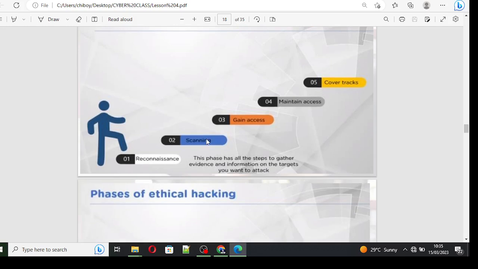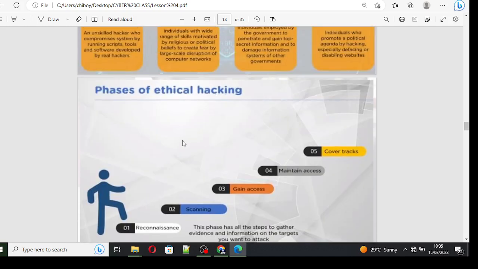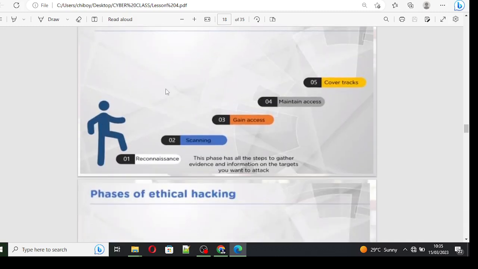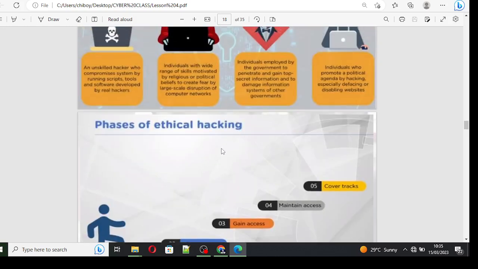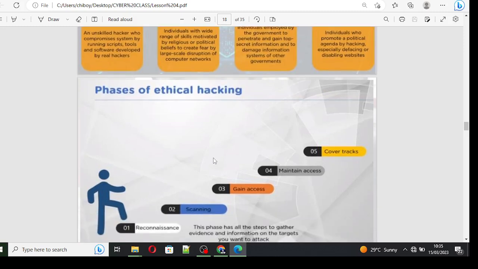Now, we were talking about phases of ethical hacking. Ethical hacking has different phases. The first one we'll be talking about is reconnaissance. This phase has all the steps to gather evidence and information on the targets you want to attack. This is just the process of gathering information.